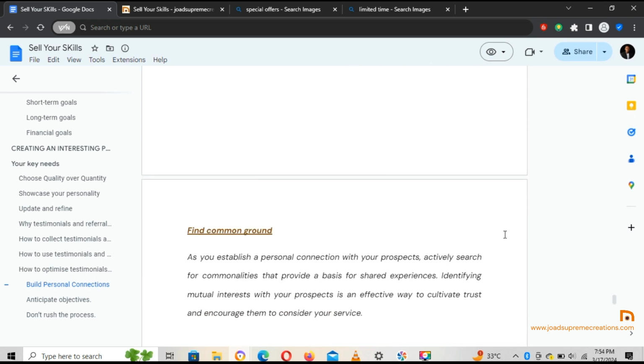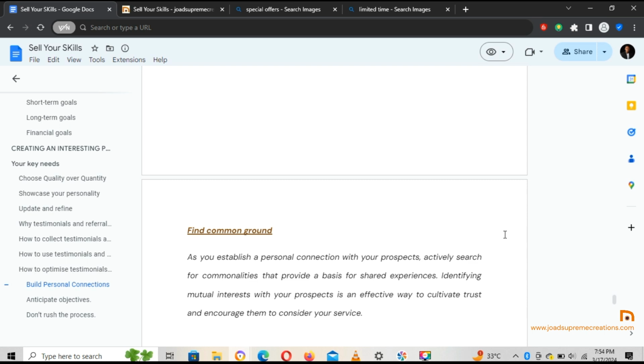Find a common ground. As you establish a personal connection with your prospects, actively search for commonalities that provide a basis for shared experiences. Identifying mutual interests with your prospects is an effective way to cultivate trust and encourage them to consider your service. Most times, you will not totally agree with them and they will not totally agree with you. But as a smart business owner or as a smart creative professional, you should always find a common ground.